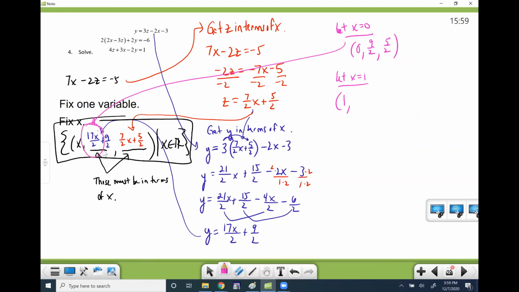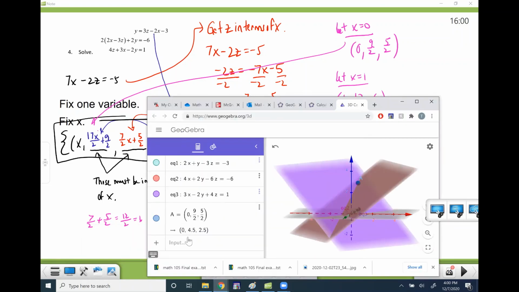If I plug a 1 in for 17 halves x, if I plug a 1 in right here, you guys, it's just going to be 17 over 2 plus 9 over 2, which gets you 26 over 2, which is 13. So I got the y value. And now plug a 1 in into the last one. Well, 1 times 7 halves is 7 halves. 7 halves plus 5 halves is 12 halves. There's 6. So apparently the point 1, comma, 13, comma, 6 lies on the line too.